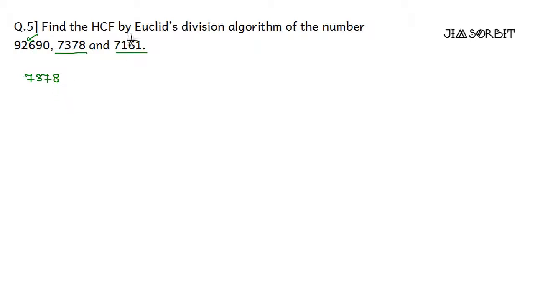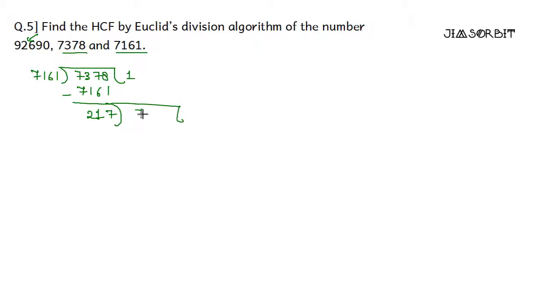7378. I have to divide this by 7161. So rather than, I'm just erasing. So it will be 7161 and 7378. It is easy. It will be only one times 7161. You will get 7. 7 minus 6 is 1. 3 minus 1 is 2. So 217 you get.